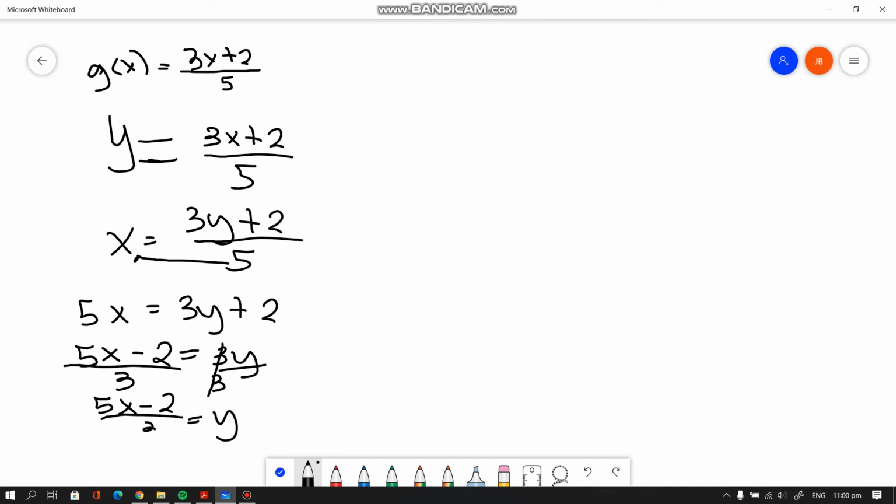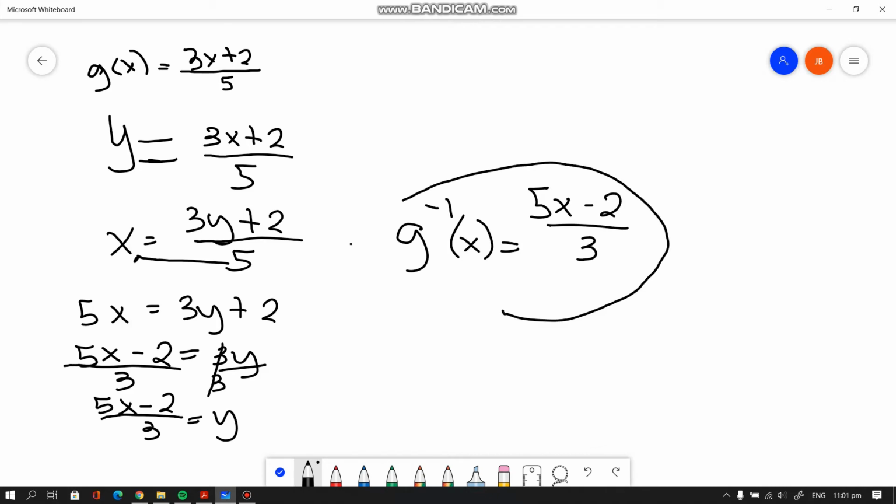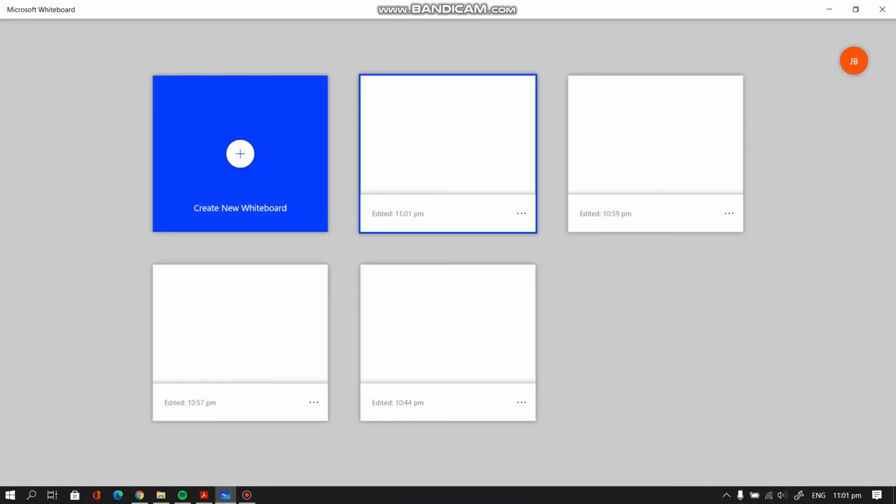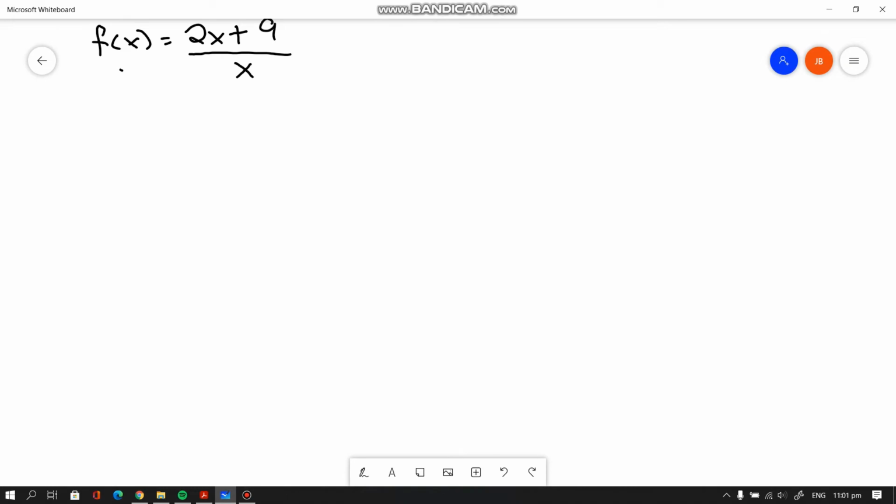And there you have it. Y is equal to 5x minus 2 over 3, or the inverse is g inverse of x is equal to 5x minus 2 over 3. So ito na yung ating inverse. And then last example. So f of x is equal to 2x plus 9 over x.